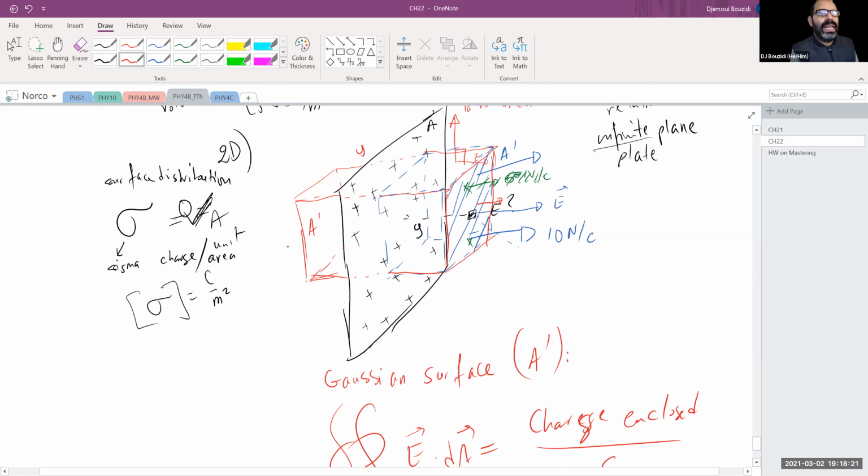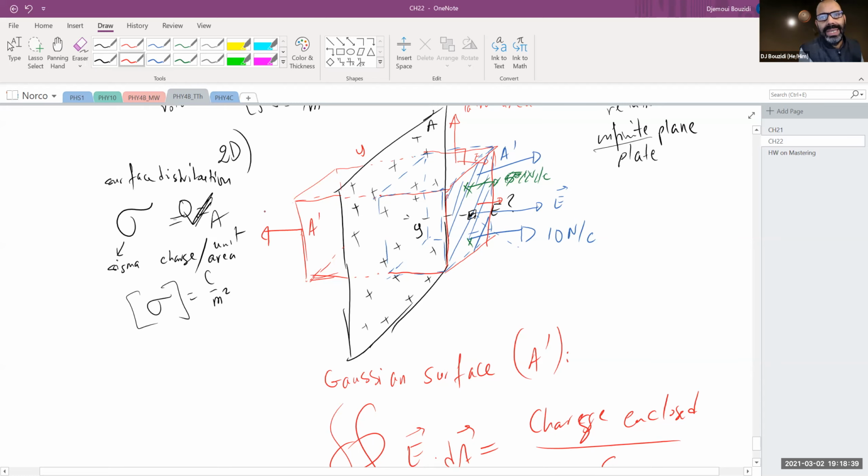This area in here, for the same reason, because this is a surface, so it doesn't matter which way I look at it, it's a positive charge. So the electric field also must be pointing in here too. And it's the same magnitude because I'm at the same distance y. That's why I chose that y, okay? That's why I chose this Gaussian surface.